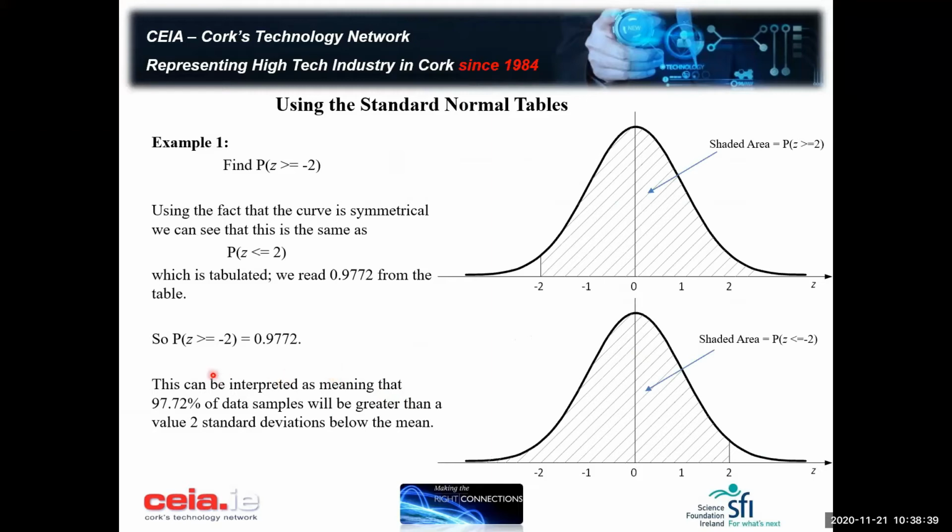Okay, so that's our result, that the probability of Z being greater than or equal to -2 is 0.9772. We've exploited a symmetry. This is what we're looking for. This is what is tabulated. So we're using symmetry to say that those two are equal. And the interpretation here is that 97.7% of all values are greater than a value that's 2 standard deviations below the mean.